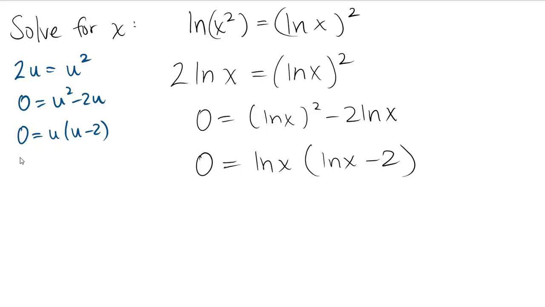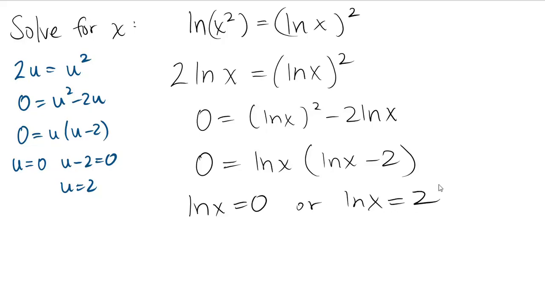I don't think we need the analogy anymore, but we'll just do the last step. We would set each factor equal to 0 and then solve the resulting equations. So we would get u equals 0 or u equals 2. We're going to do the same thing here, but we're going to have an extra step. I get the natural log of x equals 0, or the natural log of x equals 2. But now I need to solve these for x, and I can do that by doing an algebraic rewrite. We can put this in exponential form.